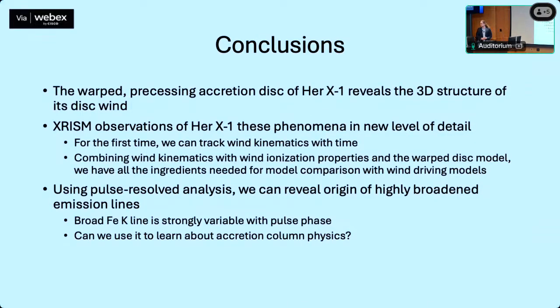So just to summarize, the warped precessing accretion disk of Hercules X-1 is revealing for us the 3D structure of its disk wind. And the XRISM observation of Hercules X-1 reveals this phenomenon in much greater detail. For the first time, we can see the wind kinematics and how they change with time. And besides the wind studies, we have this very exciting pulsating emission line, which we think is from very close to the neutron star and can tell us something about the accretion flow physics so close to the neutron star.